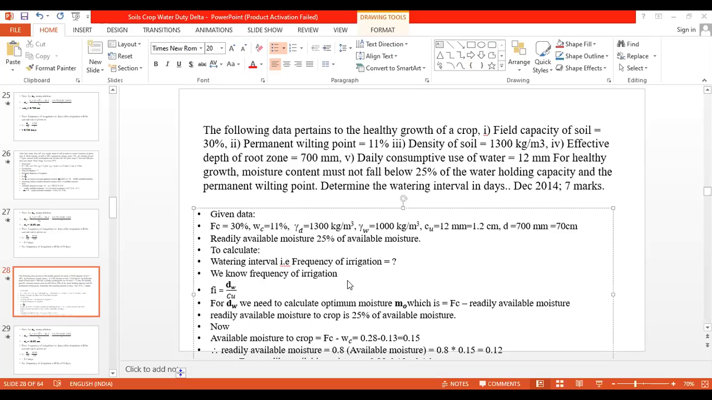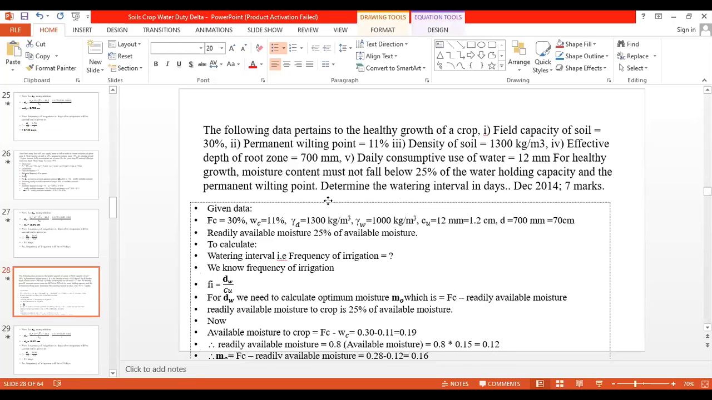Answer, I don't know because I have not solved this. We will go for that one. Okay, so the available moisture content is field capacity minus wilting coefficient. Field capacity is 30%, that is 0.3, minus the permanent wilting point, which is 11%, that is 0.11. So 0.30 minus 0.11 is nothing but 0.19 or 19%, that is the available moisture.